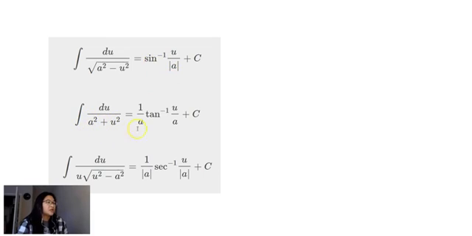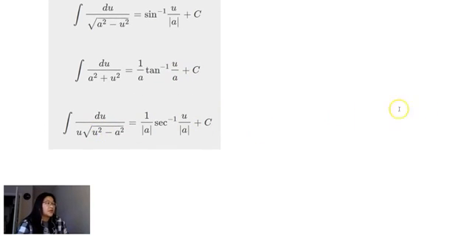If we're looking at a sum, then we're going to get arctangent, and we're going to multiply by 1 over a. U over a is inside our arctangent, and we're adding our constant of integration, c. And if we're multiplying, if we have something like this, but a little bit tweaked, so we have 1 over u times the square root of u squared minus a squared, where u is what we're integrating with respect to, then we have 1 over the absolute value of a, times arcsecant of u over the absolute value of a, and we're adding c.